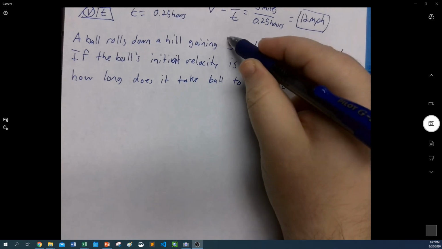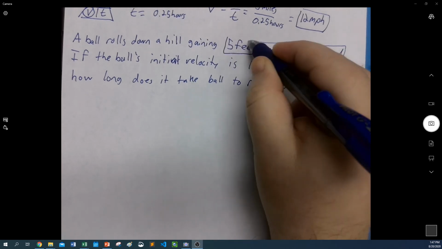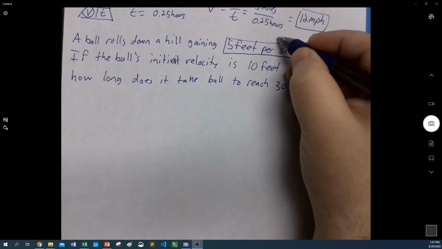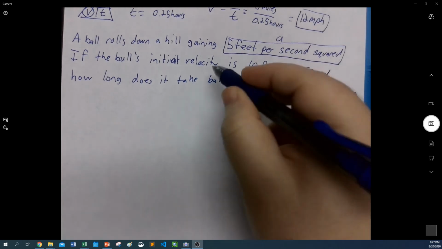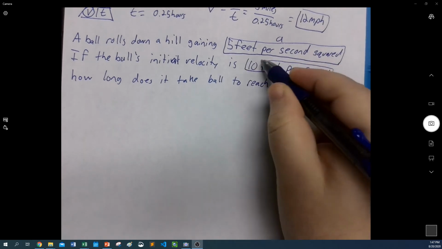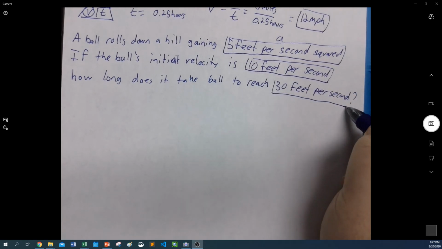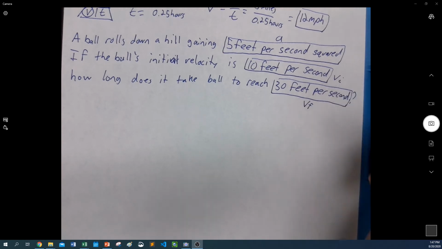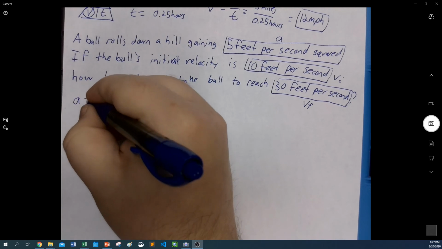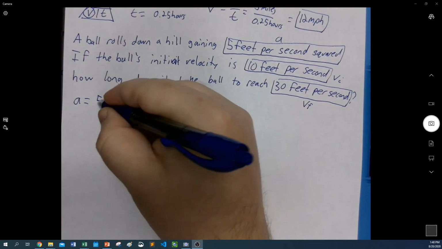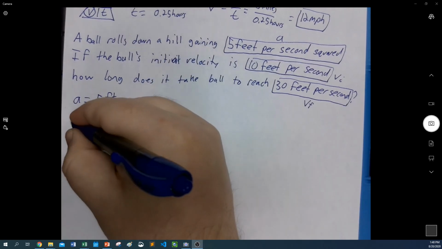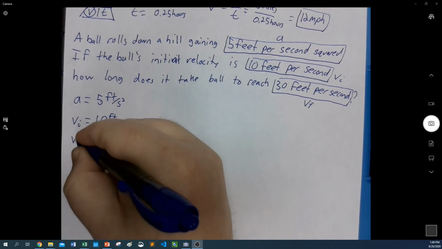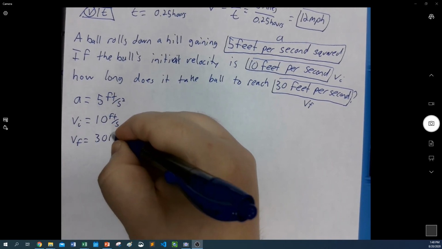So I've written this out in words. This is 5 feet per second squared. The square tells us this is going to be acceleration. Initial velocity is 10 feet per second. And we're trying to reach 30 feet per second. Feet per second is going to be our final velocity. This is our initial. So acceleration is equal to 5 feet per second squared. Our initial velocity is 10 feet per second, and our final velocity is 30 feet per second.